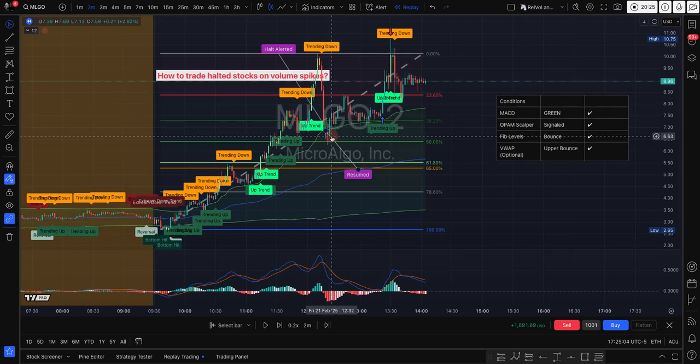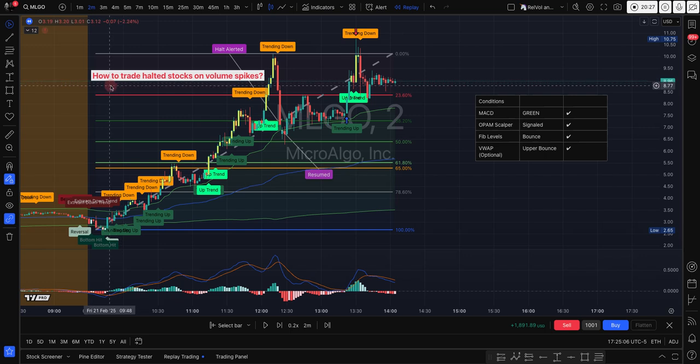All right, so that's how you trade older stocks. You draw, you have the MACD condition, you have the OPAM scalpers, you have the fibs, and optionally you can have VWAP. So in this area again, trade with MACD and actually only with the scalper is fine, bouncing off of here. This one MACD and scalper, and then this area you can have everything else if you want.